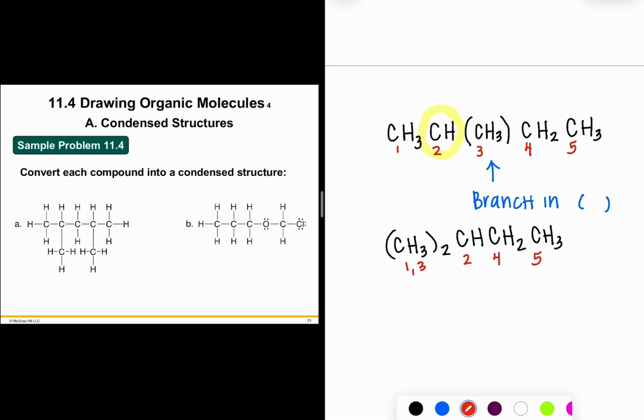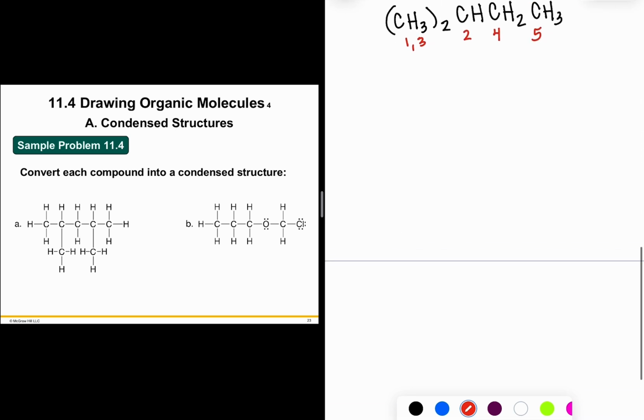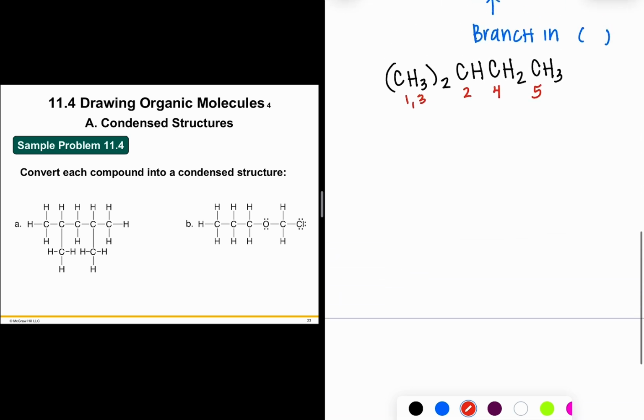If we are going to convert these compounds into a condensed structure, I'm going to show you how I do this. Again, you're watching the video. What I'd like you to do is pause the video here and try to do them on your own, and then watch the way that I've done it to see if you got it correct. I'm going to number my atoms just to keep it clear for you.